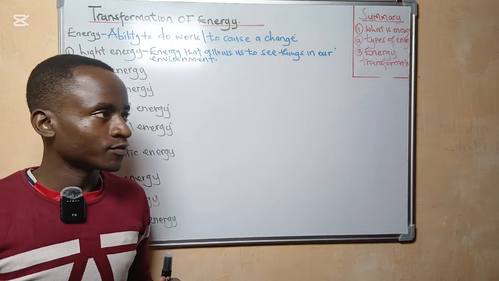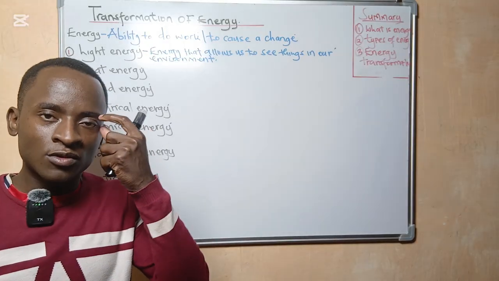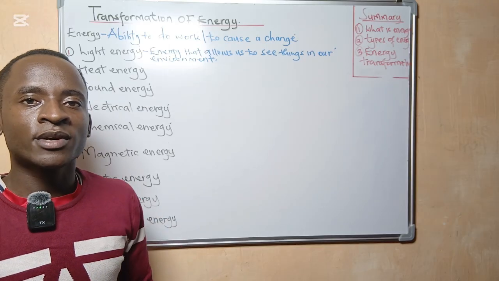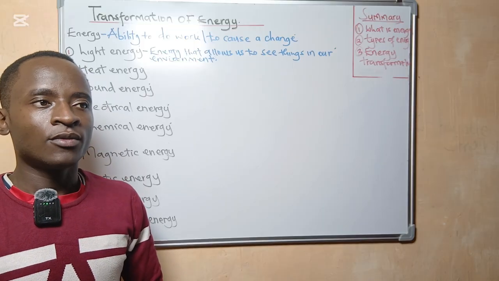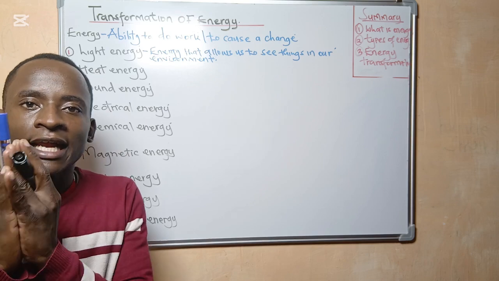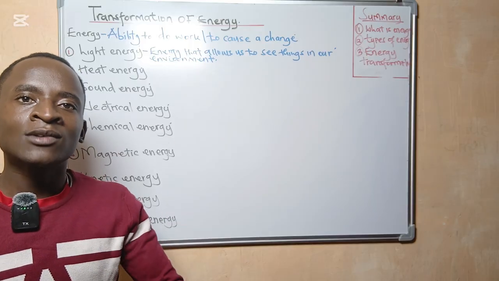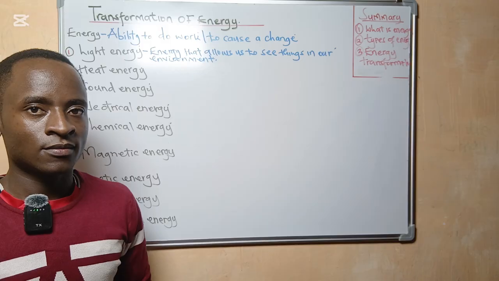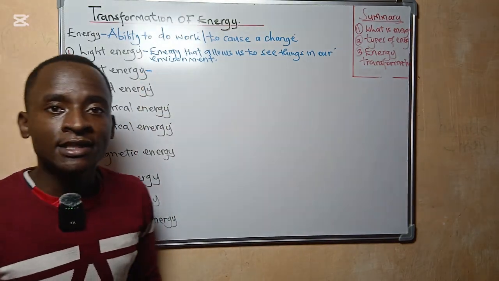Just to remind you something, we are not seeing things in our environment because we have good eyes. No. We are not seeing things in our environment because we have sharp eyes. No. We are only able to see things in our environment because of a form of energy called light. We therefore say light is a form of energy that allows us to see things in our environment. Okay? Now we come to the second form of energy, what we call heat energy.